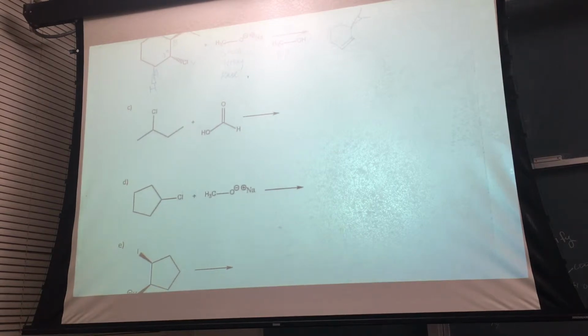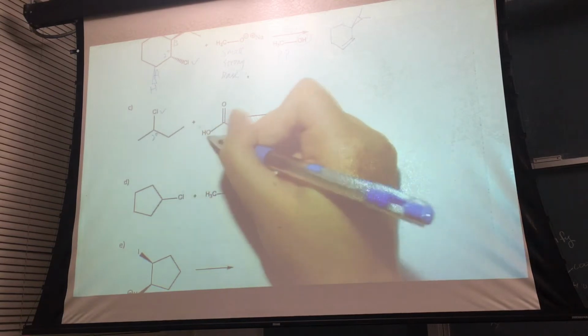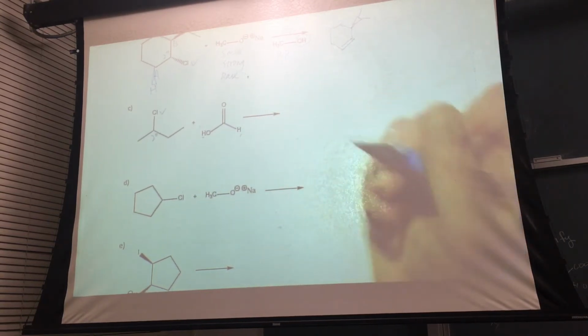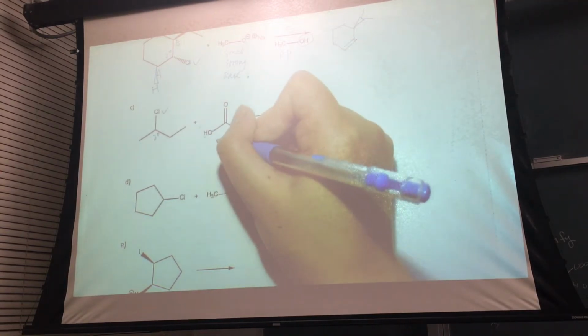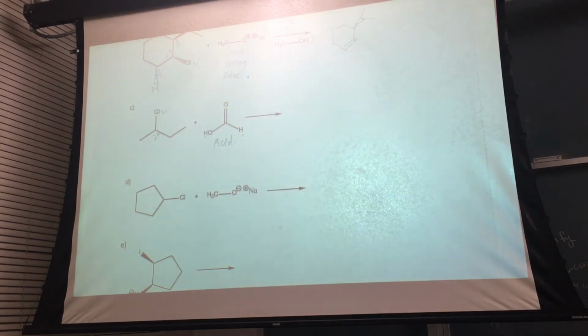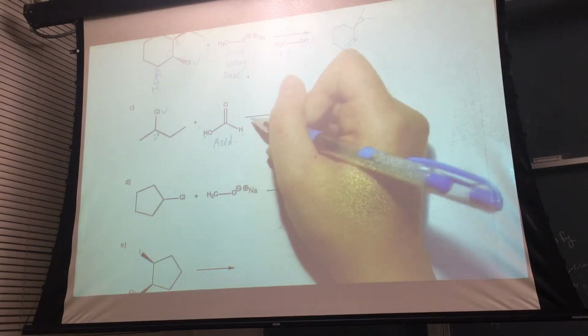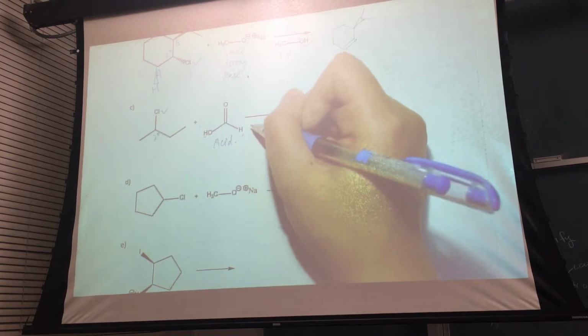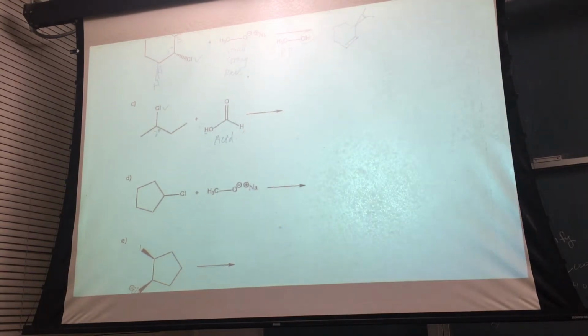This one, secondary, good leaving group. What's this? It's SN1, but this one is an acid. Is it a carboxylic acid? If this one is CH3, it's acetic acid. But this one is not, I think it's formic acid.